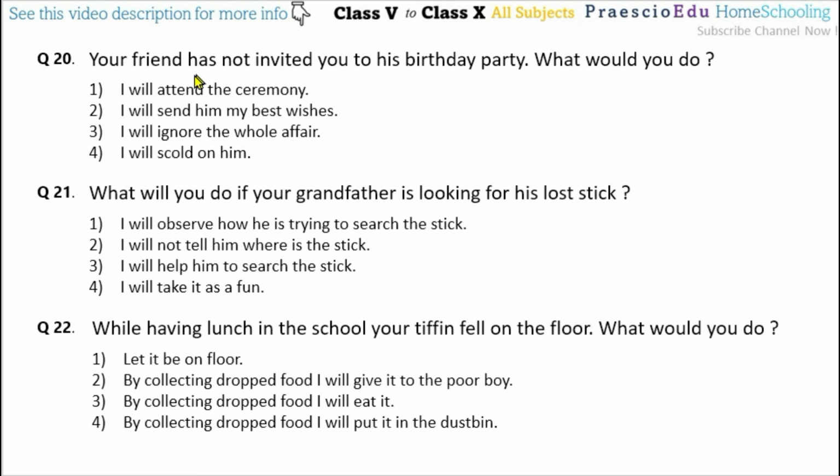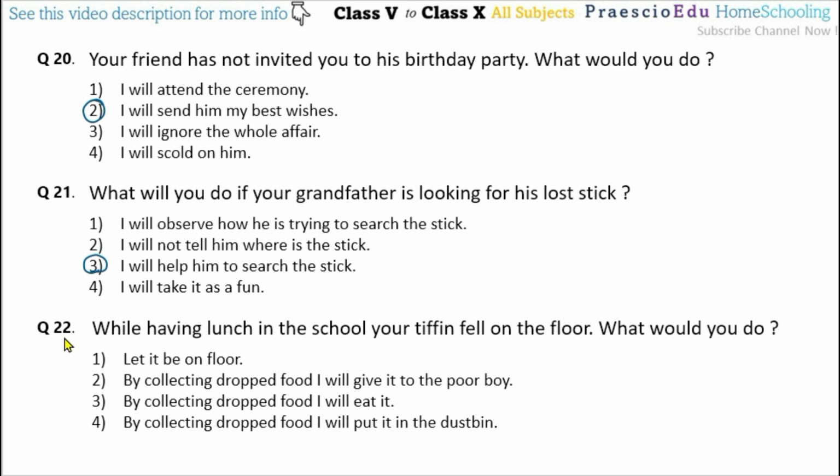Question number 20: your friend has not invited you to his birthday party, what would you do? I will send him my best wishes, so option number 2 is the correct one. Then question number 21: what will you do if your grandfather is looking for his lost stick? I will help him to search for the stick, so option number 3 is the correct one.